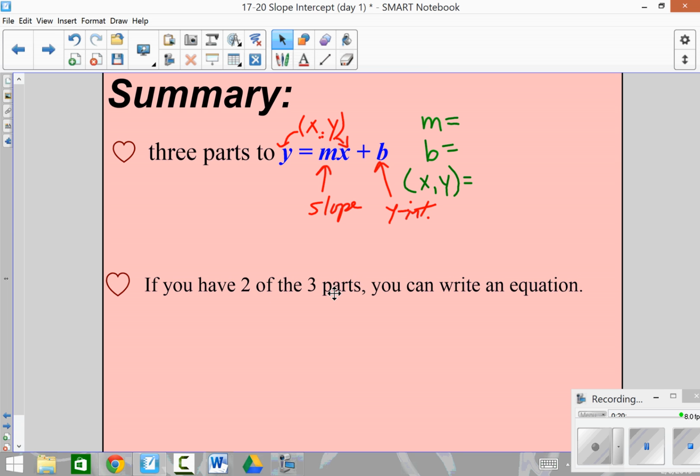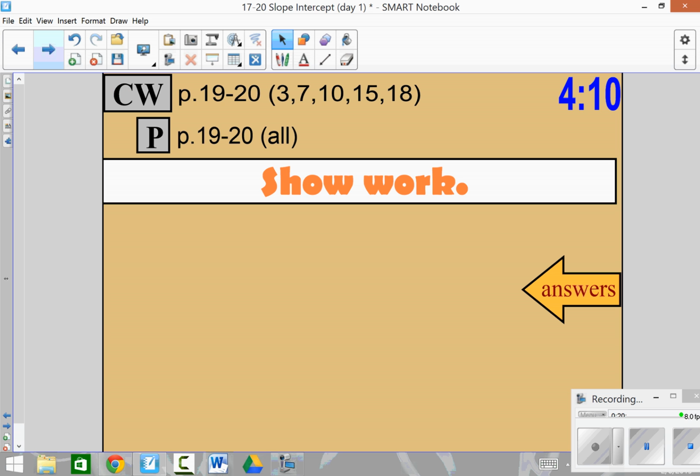If you have 2 of any of the 3 parts in this y equals mx plus b, you can write an equation. All right, go ahead and flip to your classwork, page 19 and 20. Give a few a try here. Check back at your answers. This stuff just takes practice, and it gets easier and easier. It's like a puzzle, and solve for the missing variable. Good luck.